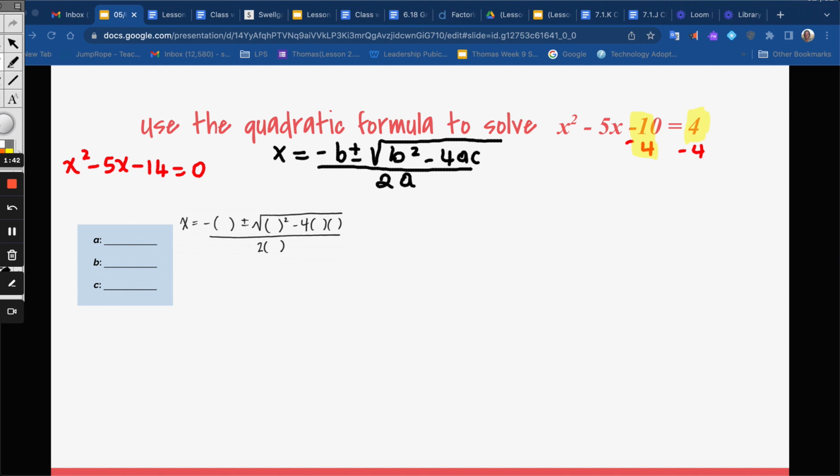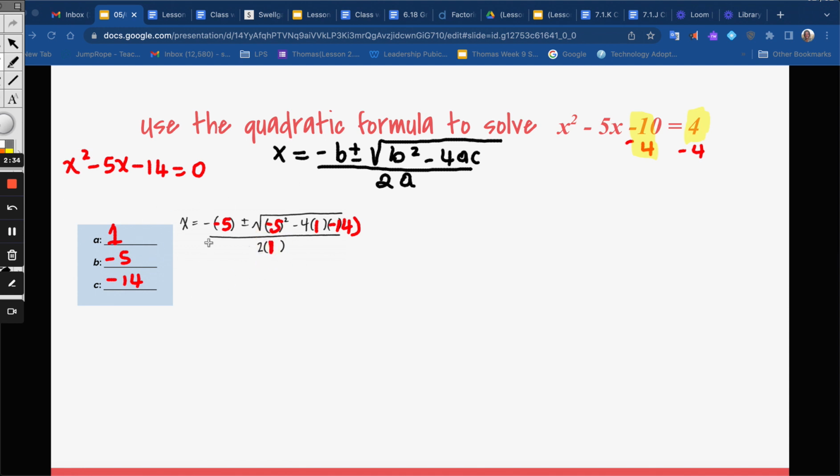We normally do this by identifying the values for a, b, and c in the equation. So in this particular case, a is equal to 1, b is equal to negative 5, and c is equal to negative 14. Once we have identified that, we're going to plug these values into the quadratic formula in their appropriate places. So negative b, so we're going to start with minus a negative 5, plus or minus the square root of negative 5 squared, minus 4 times a, which is 1, times our c term, negative 14, over 2 times a, and a was 1.